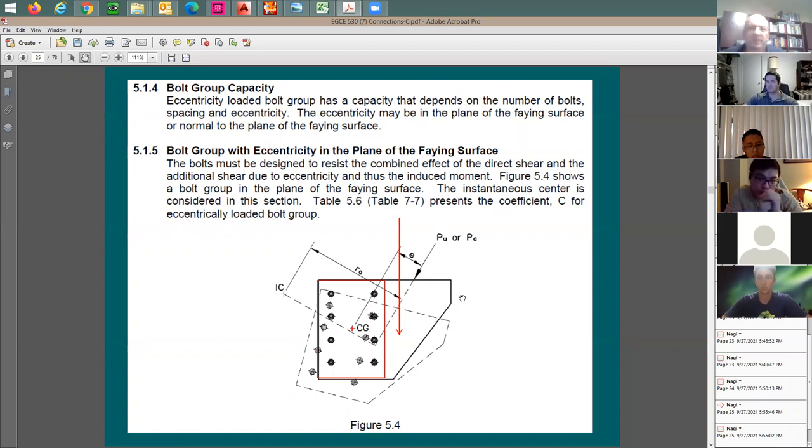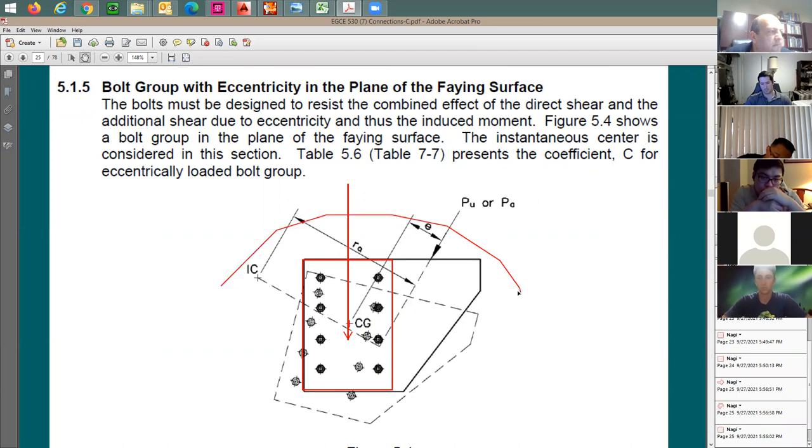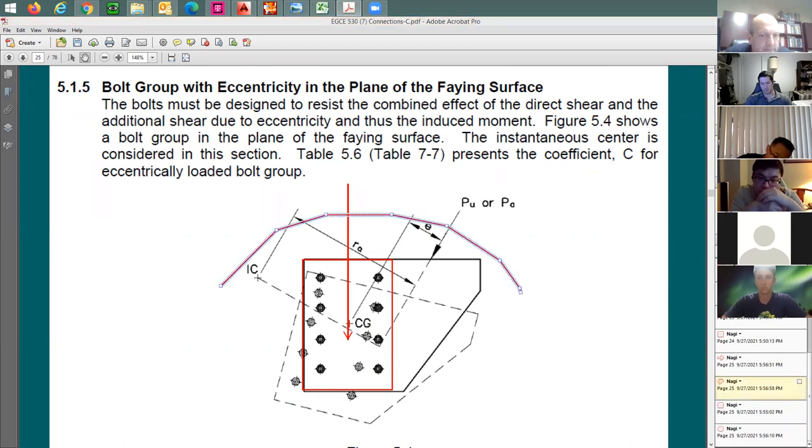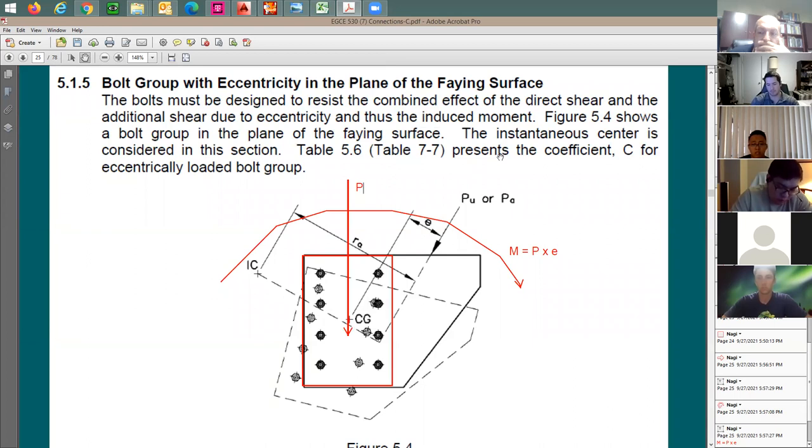So, okay. What type of forces do we apply here? I may take this force resolved into two components. One of them is going to be a vertical force, and the other one is going to be a moment. So I'm going to have a moment and a vertical force. This moment I call a rotational force. It is going to be equal to P times E, and the vertical force is just P. As you see here, I put this moment about the CG of bolts, which means I'm assuming that the center of rotation is going to be the CG of bolts.